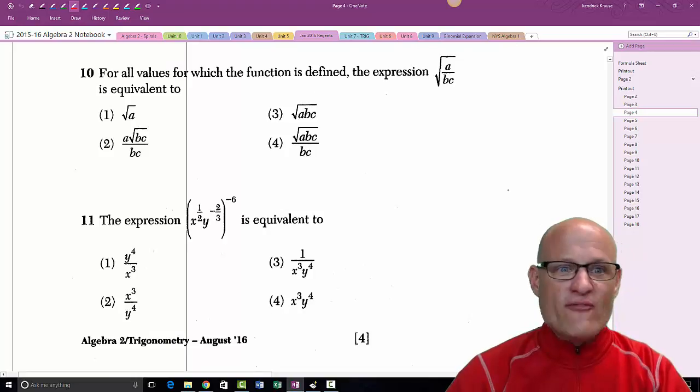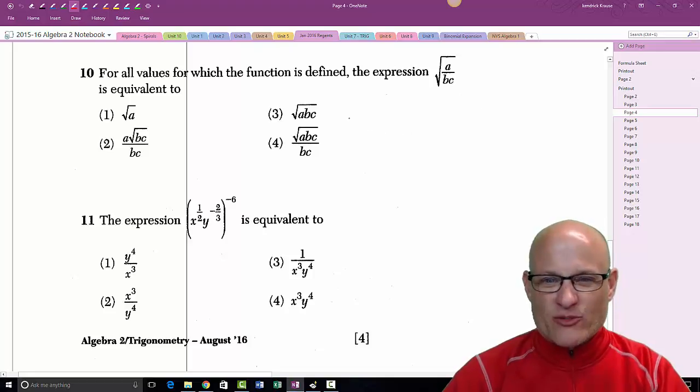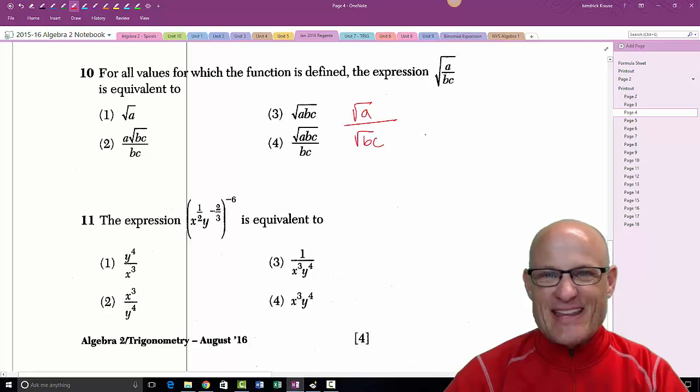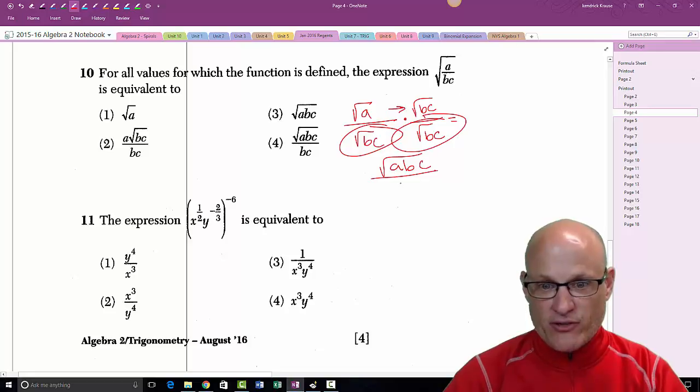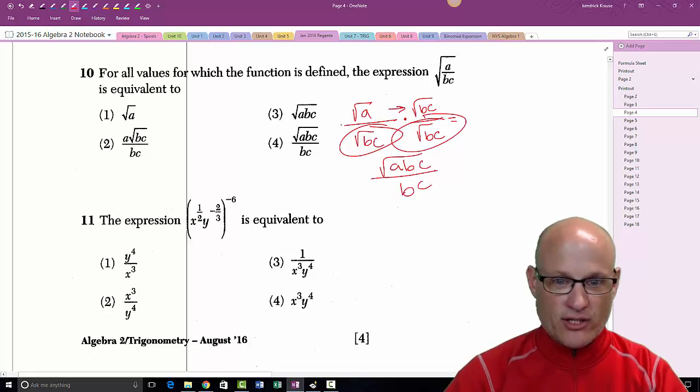For all values for which the following functions are defined, which is equivalent to this? Okay. So another way to write this would be the square root of A over the square root of BC. And then we can rationalize it by multiplying by the square root of BC over the square root of BC. Well, in the numerator, since they're both under radicals, I can just multiply these together and I get the square root of ABC. And the square root of BC times the square root of BC is just BC. So I'm looking for this one. Looks like it's choice 4.